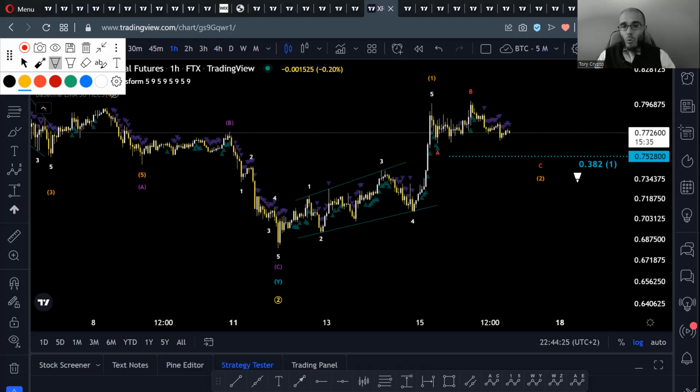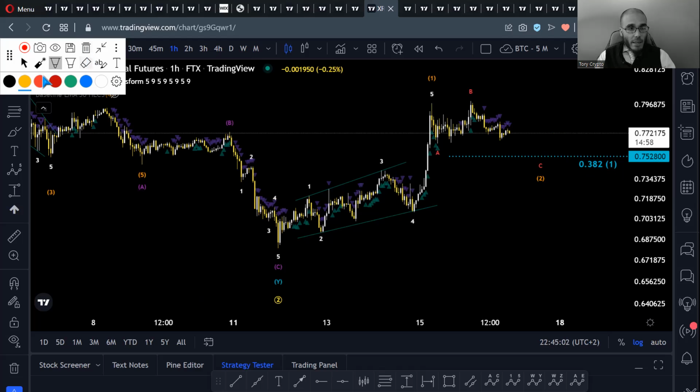And a good place for the end of the correction would be the 38.2% retracement level. The 61% is also a good place, but at least we should retrace 38.2%. That does not happen all the time, but the probability that we retrace 38.2 is quite high. So I would have a target at that level, at the 0.7528 level for the retracement of wave 2. And then I would expect a wave 3 up.